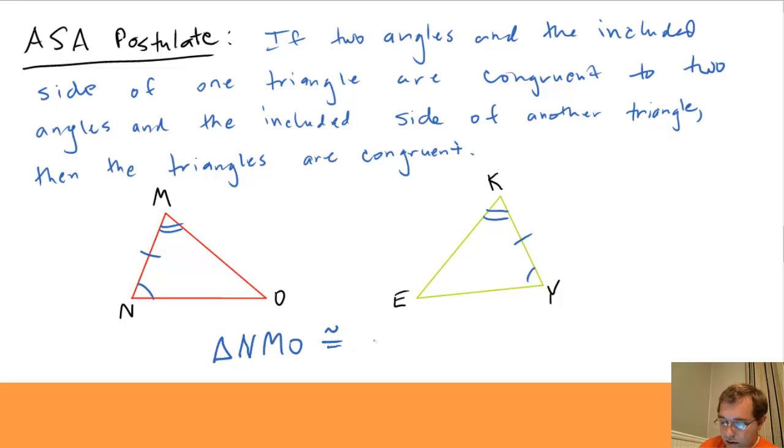is congruent to triangle. What corresponds with N? That's Y. What corresponds with M? That's K. And what corresponds with O? That's E. Triangle NMO is congruent to triangle YKE, because we have two angles and the included side of one triangle congruent to two angles and the included side of the other triangle.